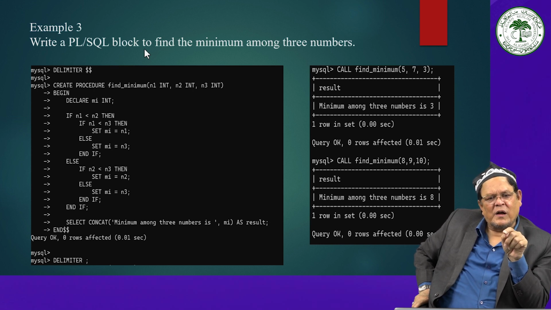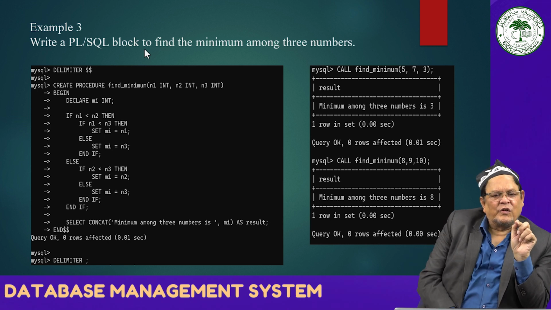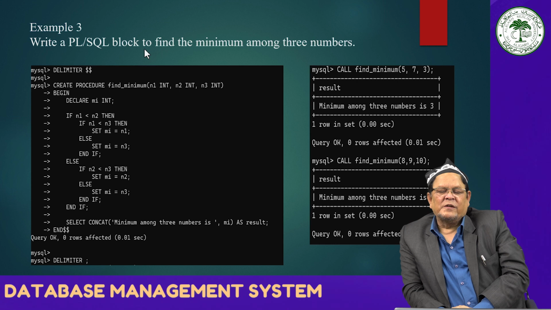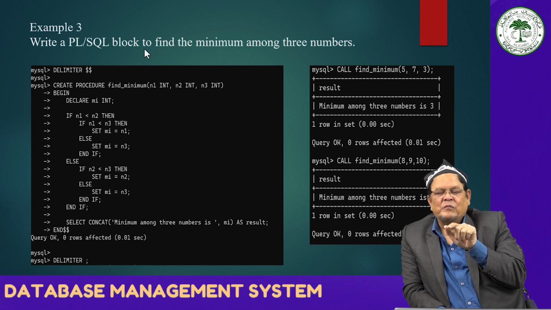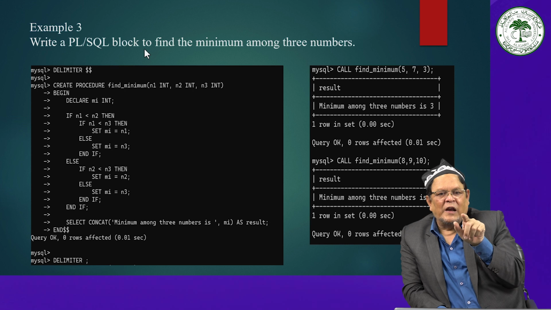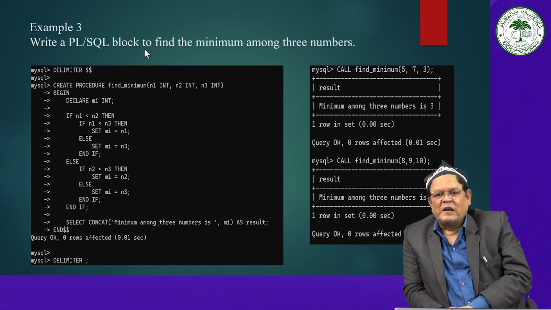So in this way, you then have to write select concatenate, 'minimum among three numbers is', within the code, then comma, then min. As a result, end is closed with double dollar. When you press, the query will become okay. To see the result, you have to write in MySQL call find_minimum within parenthesis, because the procedure is find_minimum. There are three values you have to enter, 5, 7, 3. When you press, the result is: minimum among the three numbers is 3.